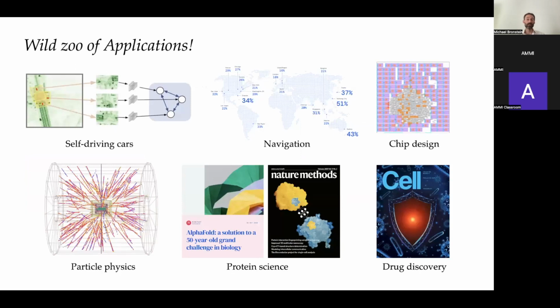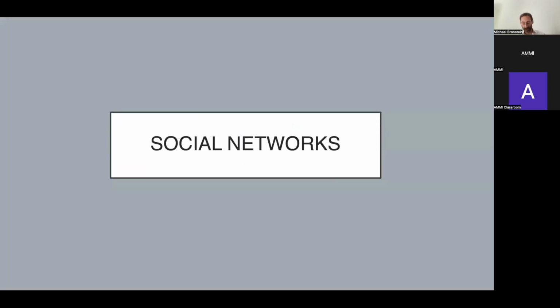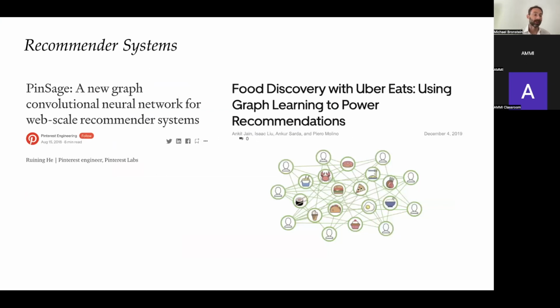And then, of course, applications ranging anywhere from self-driving cars to protein design, to drug discovery, to particle physics. So let me talk briefly about these. I will start maybe with social networks. I work at Twitter as my second job. In social networks, graph neural networks have been used primarily for recommender systems. I think one of the pioneers was Pinterest with PinSage. That was an architecture that productionized the SAGE type of graph neural network architecture.